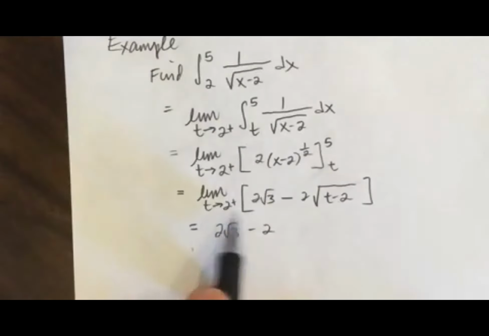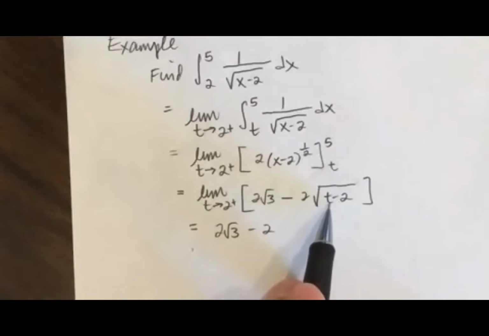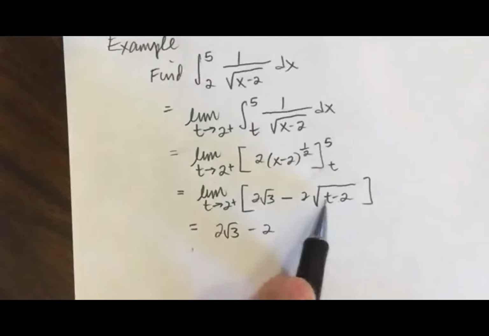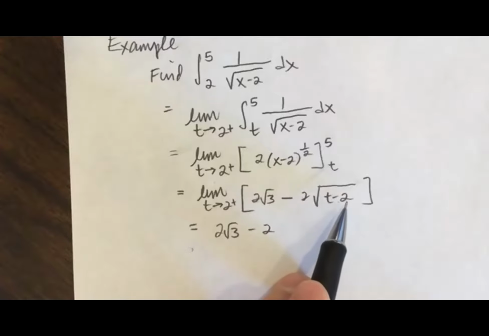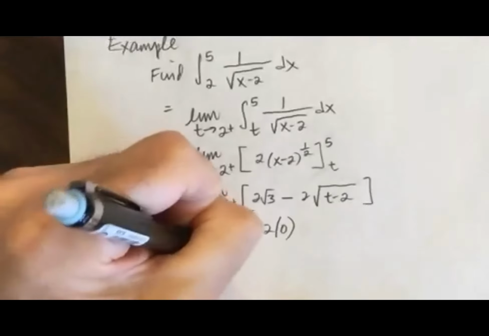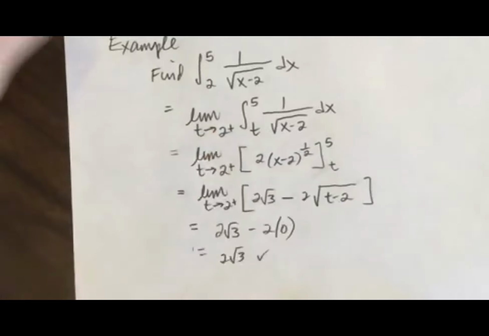So now I need the limit of the square root of t minus 2 when t gets closer and closer to 2 from the positive side. If it's the positive side, it's a little bigger than 2. Bigger than 2 minus 2 sounds like a positive number, which is good because I'm taking the square root. And the square root of a number that's getting closer and closer to 0 is getting closer and closer to 0, which means this goes to 2 root 3, bam.